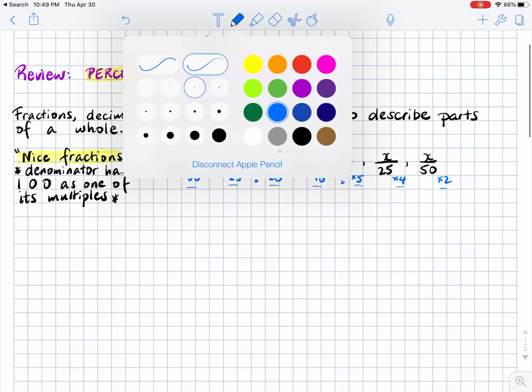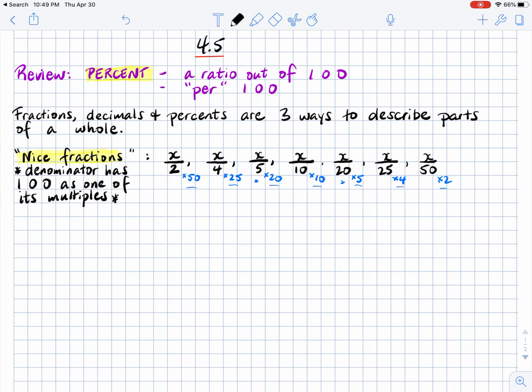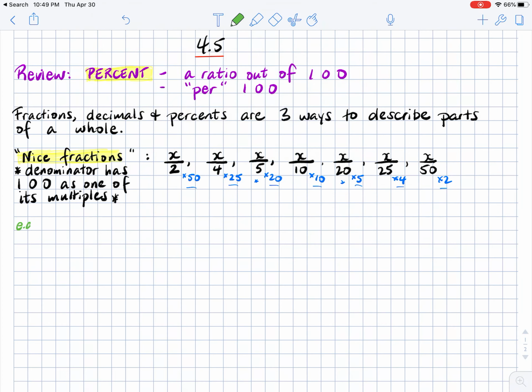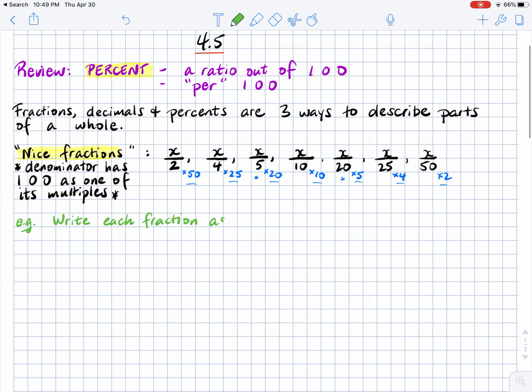Suppose I gave you one question like this, and let's work through examples here. Okay, let's go with a different color. Example, we'll go to green. Examples. So, write each fraction as a percent and as a decimal.